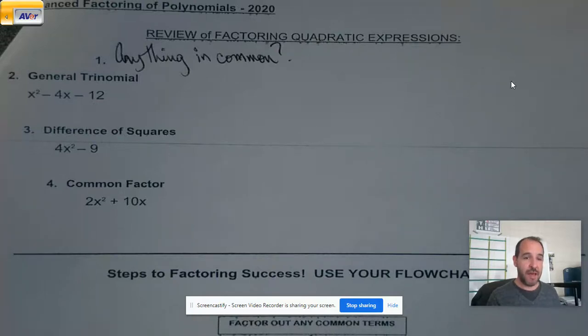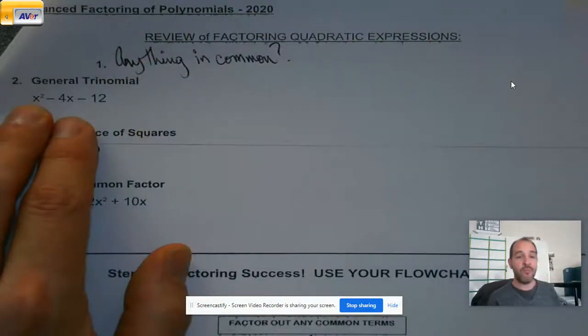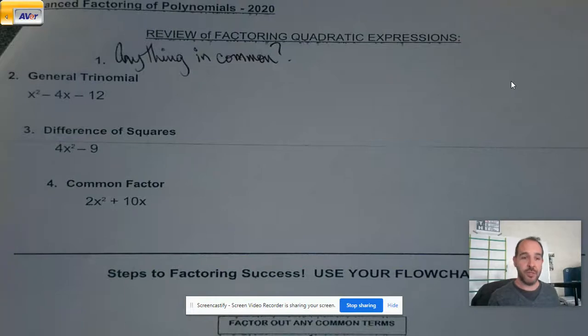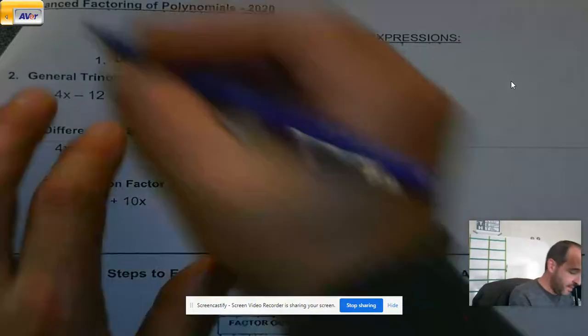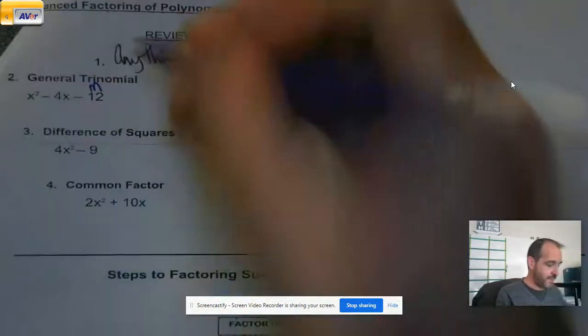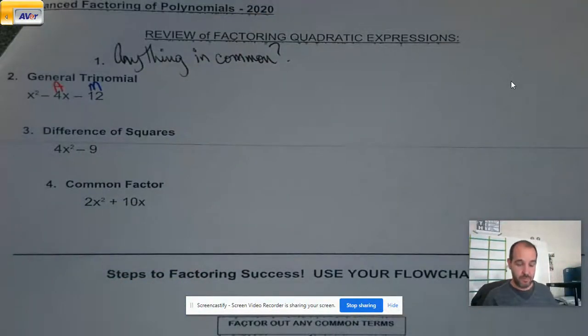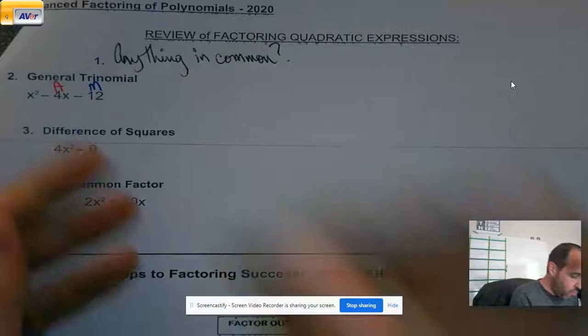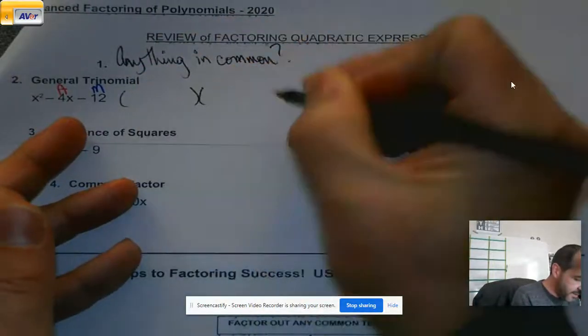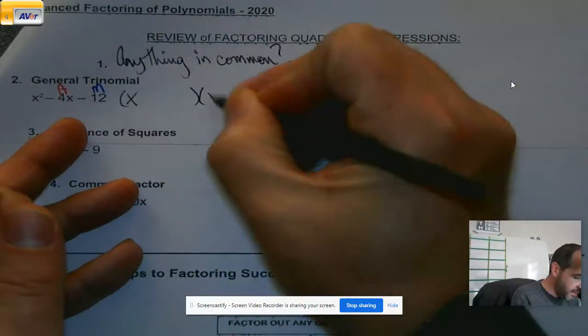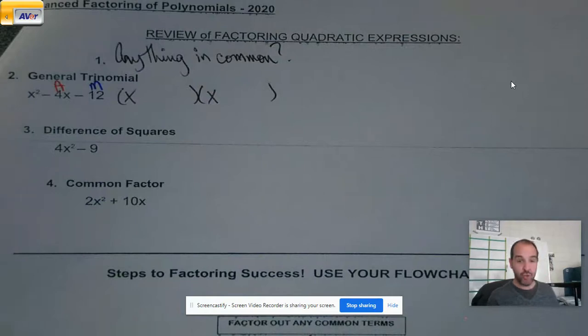If there's nothing in common, like there's number two, okay? These are the ones where hopefully, if there's no number in front of the x squared, if the coefficient in front is 1, this is the one where we look to multiply to get the numbers on the end, add to get the numbers in the middle. So, let me get my parentheses in order here. We know they both start with x. And then we start looking for clues.